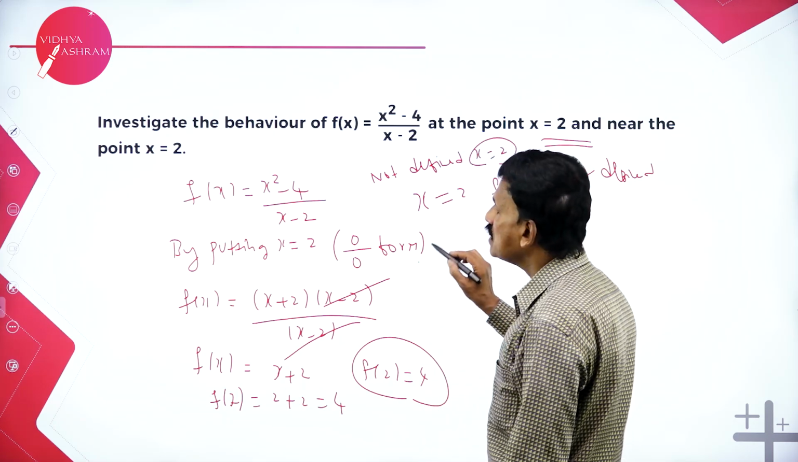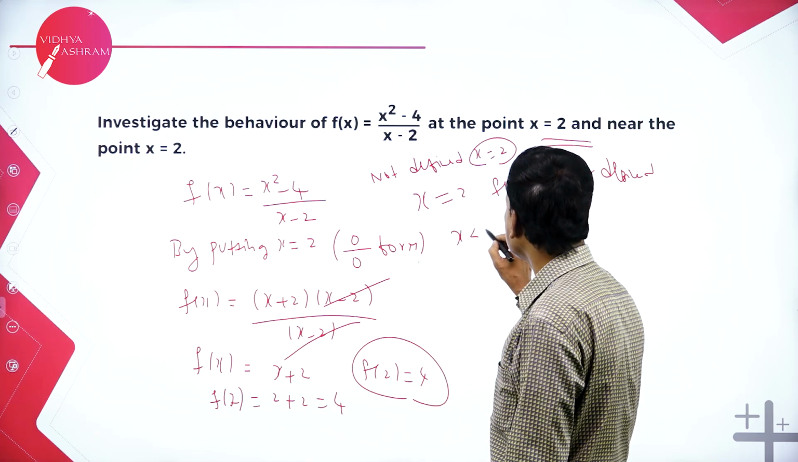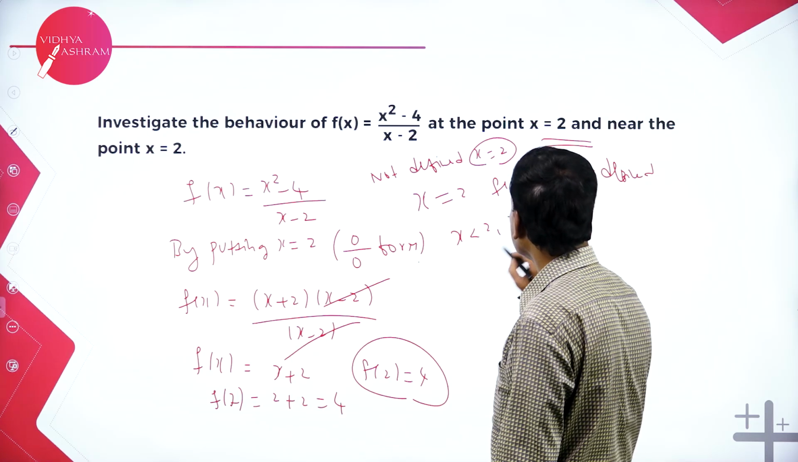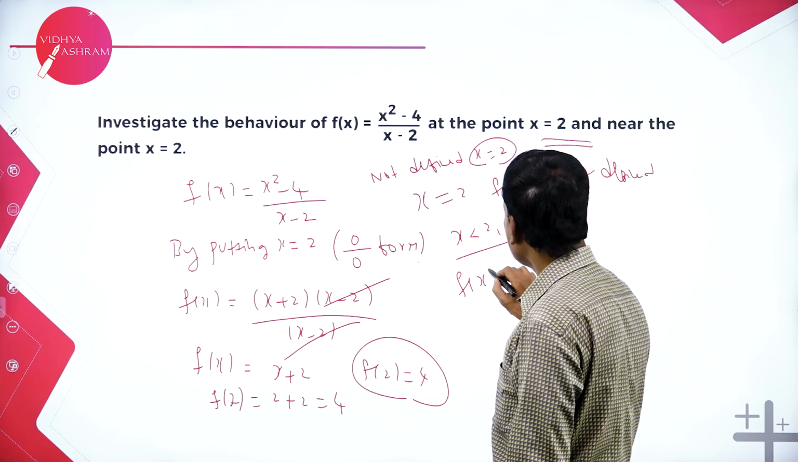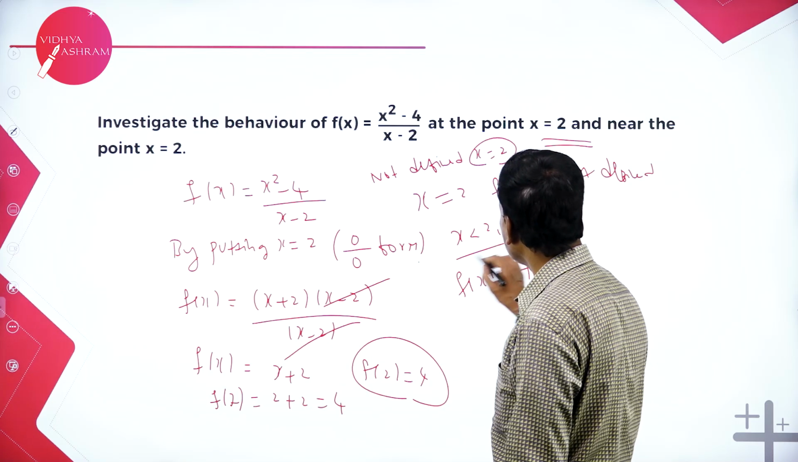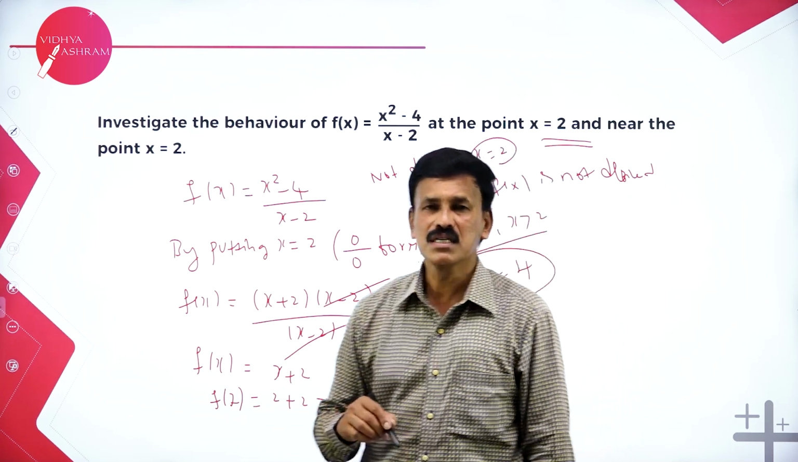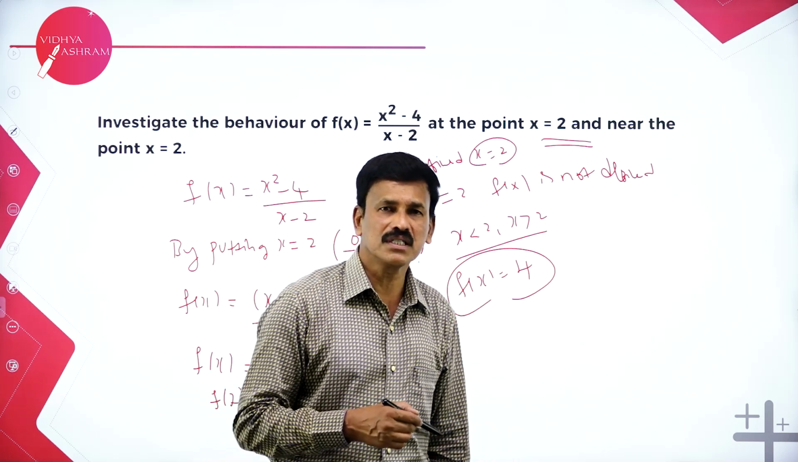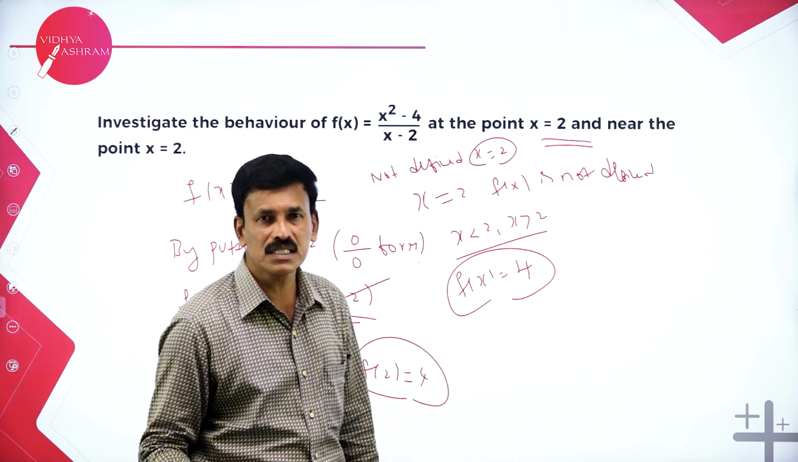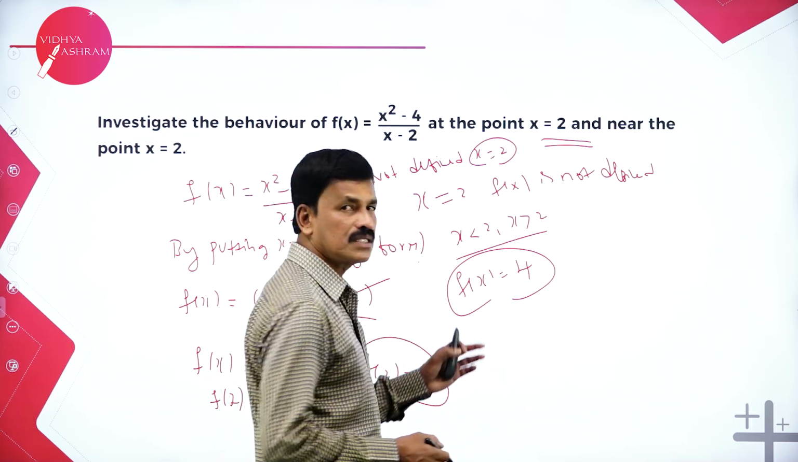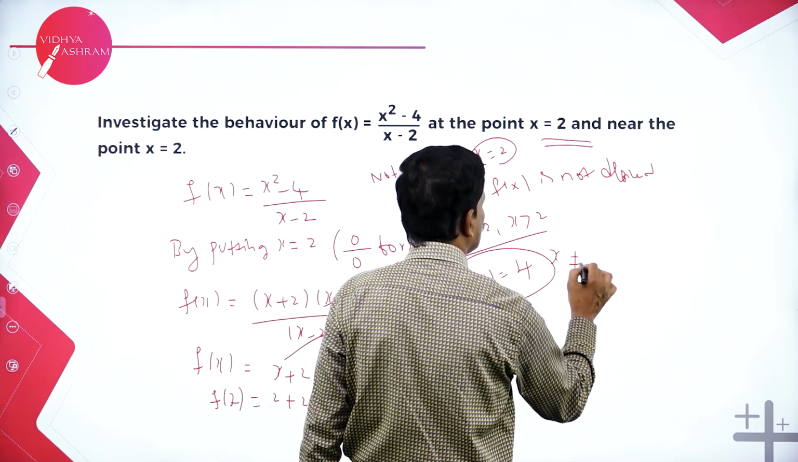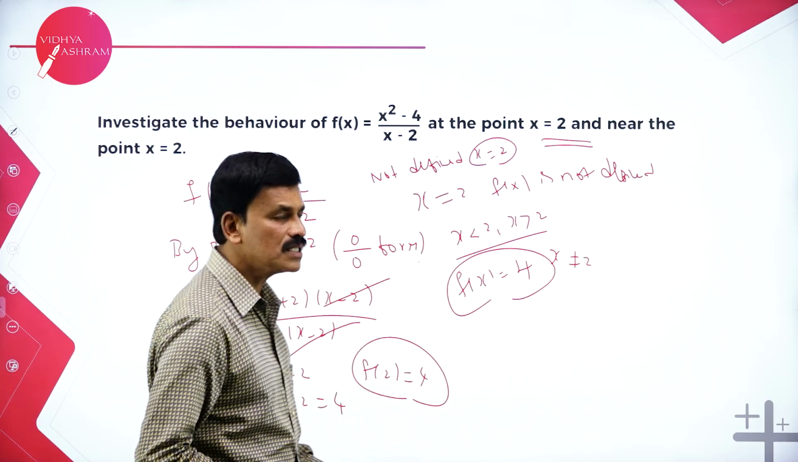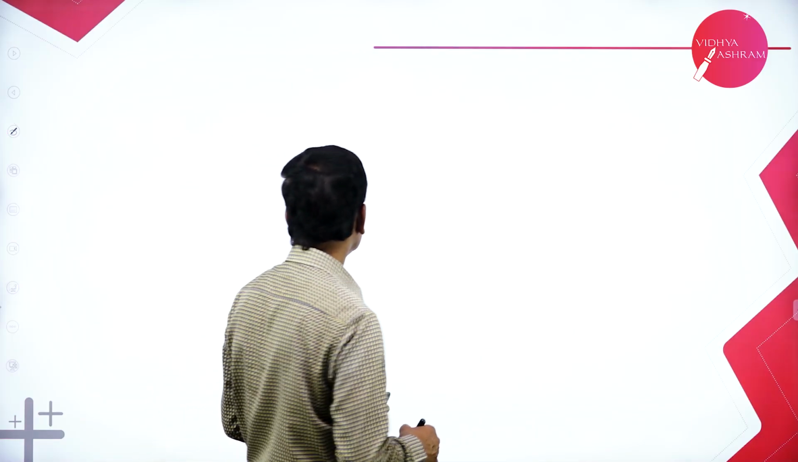Now x is nearly equal to 2 means either x is less than 2 or x is greater than 2. So in this case, f of x is nearly equal to 4, which is defined. So at x is nearly equal to 2, the functional value of x is defined in this case, right? So at x is equal to 2, f of x is not defined. At x is not equal to 2, f of x is defined. Now move on to the next concept.